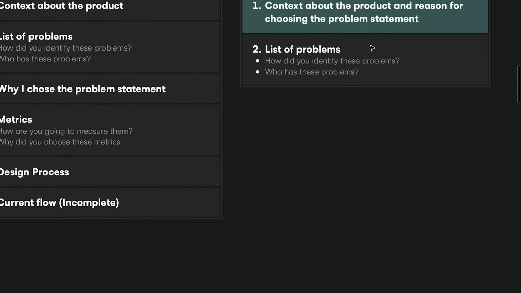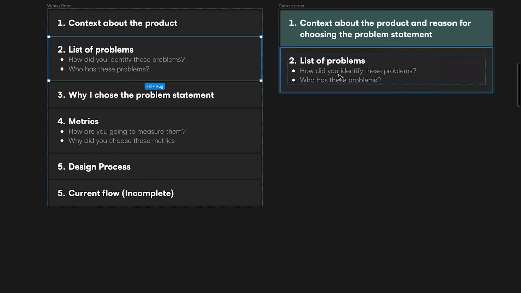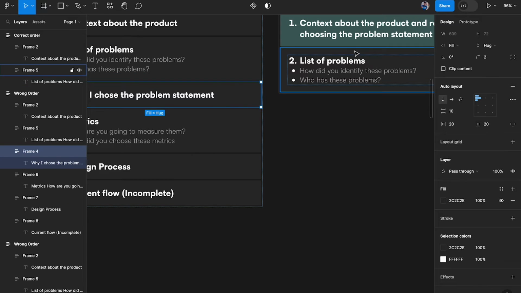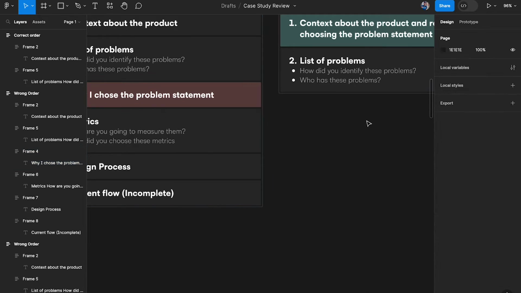But let's come over here, right? So we have context about the product. Then we have the list of problems. Then we have why I chose this problem statement, which I have removed. So anything that I've removed, I'm going to change the color of to red so that we can understand it a little bit better. So I'm going to make this red. That's cool.